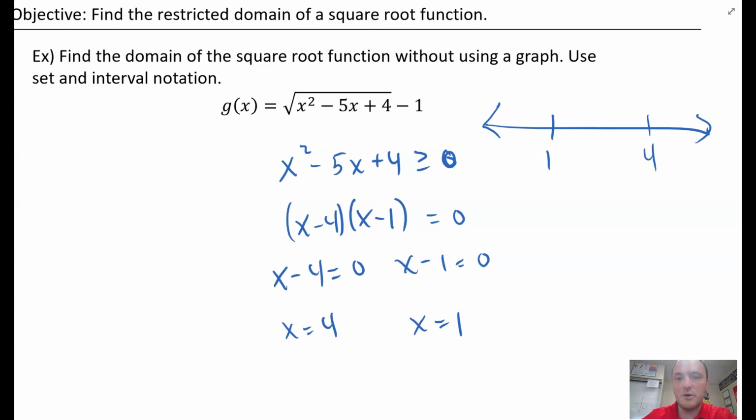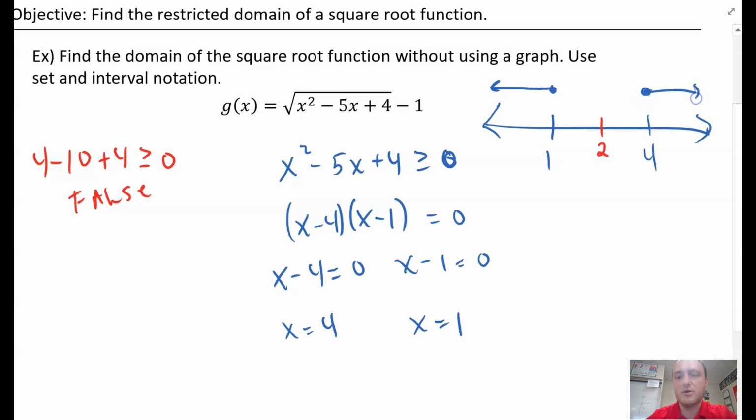So 0 is the easiest, but I'll make it a little bit more complicated. I'll test 2. I like testing in between. So we get 2 squared, that's 4, minus 5 times 2, that's 10. So 4 minus 10, plus 4. Is this greater than or equal to 0? And the answer is false. It is not. So this region's not part of our solution set. So that means our domain is x values less than 1 and x values greater than 4.